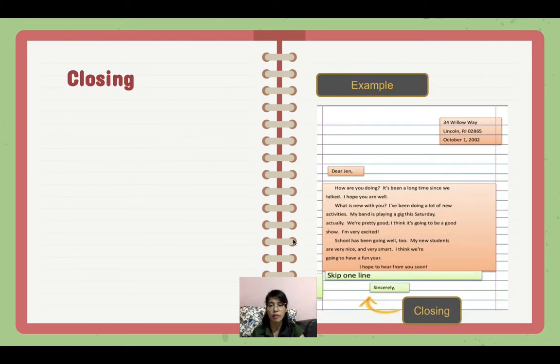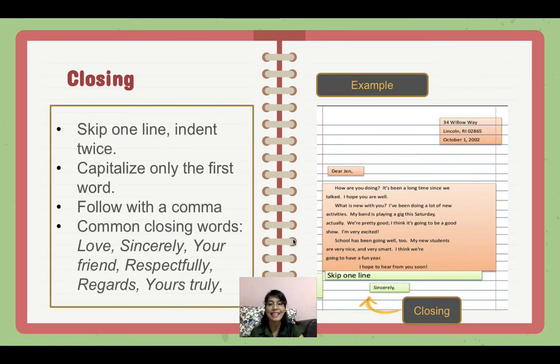And closing, don't forget to pay attention to the example. For the closing, skip one line. After the body, skip one line, okay? And capitalize only the first word. Only the first word. Pay attention to the example, okay? And follow with a comma. Seriously, follow with the comma.